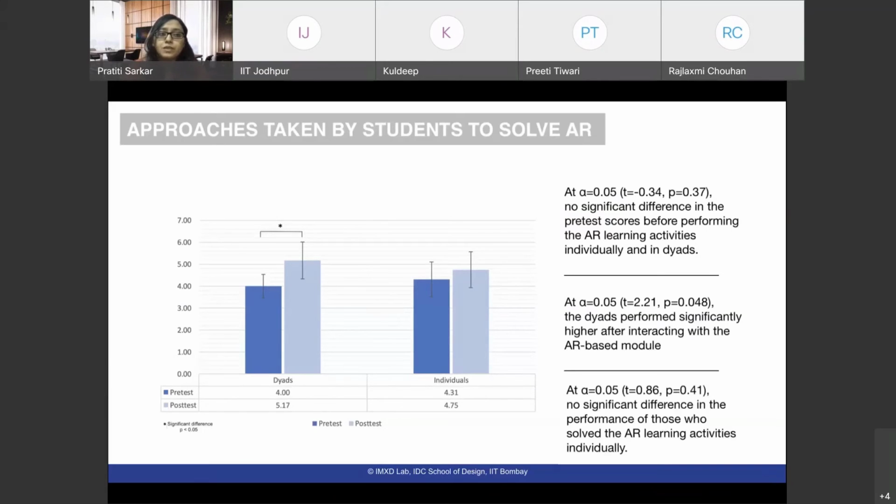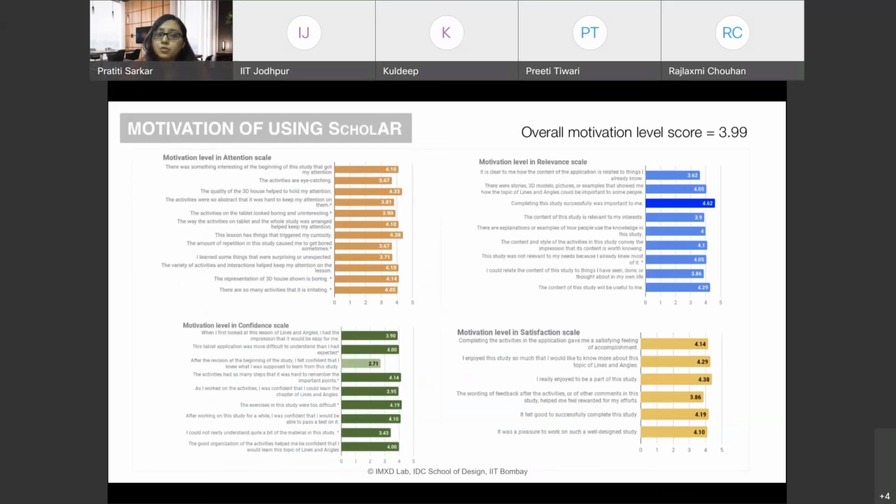We also evaluated the motivation of using the system with the IMMS questionnaire. That helped us evaluate the motivation across the attention, relevance, confidence, and satisfaction scales. We gave the questionnaire to the students and explained each of the sentences to help them understand what each statement meant, and then they marked a value for each, which helped us come up with the value for the overall motivation.